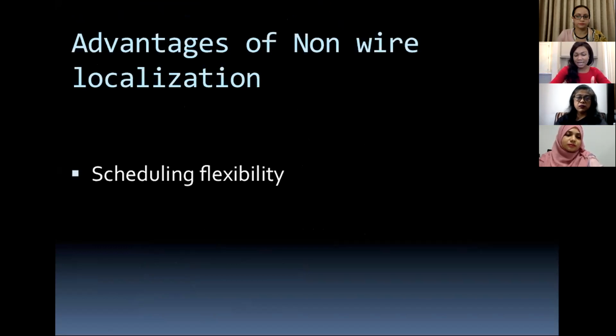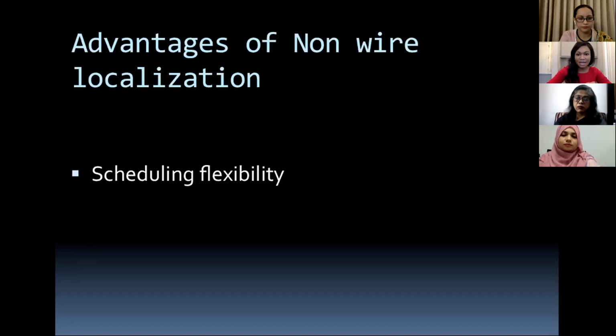There's scheduling flexibility. Because these non-wire localization devices are placed completely within the breast, almost like a biopsy marking clip, they're completely contained in the breast. There's nothing outside of the skin. They can be placed several days before their surgery. They don't have to be placed on the same day. So it allows the radiologists to schedule it on a day that works for them, and then the operating room can schedule at a time and a date that works for them as well.